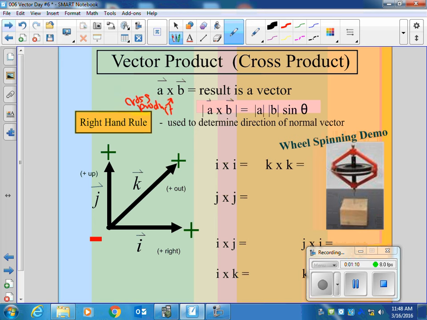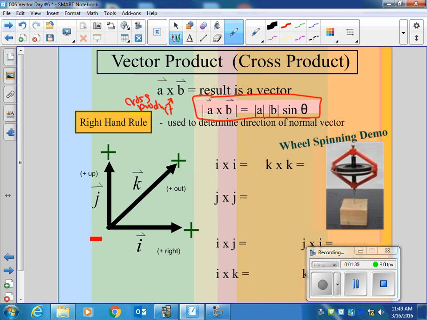If you took the magnitude of the cross product, it is equal to the magnitude of A times the magnitude of B times the sine of the angle theta. What does that look like? A lot like... Do you remember a formula that had magnitude of A times magnitude of B times the sine of theta? Dot product. It was cosine theta. That time, magnitude of A, magnitude of B, cosine theta will give you the dot product.